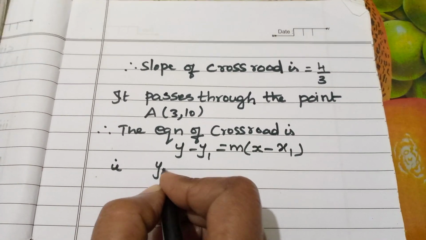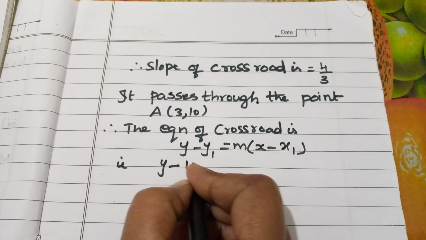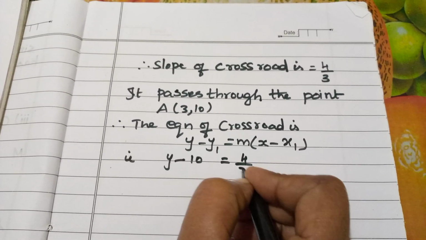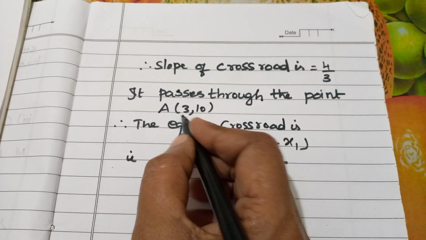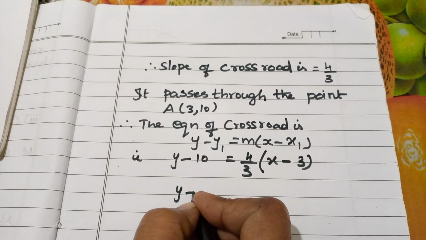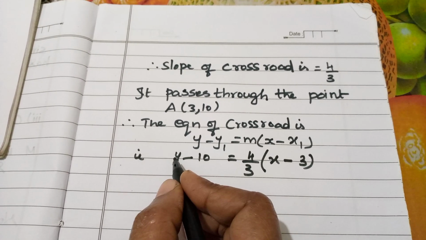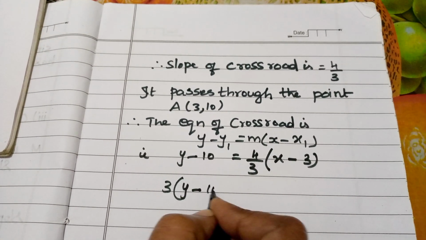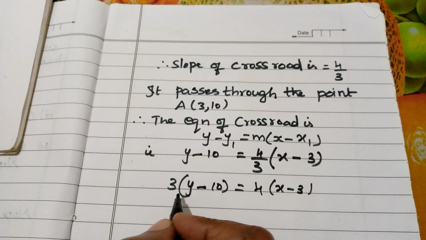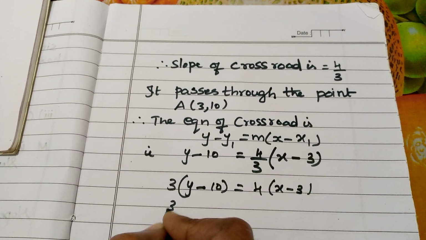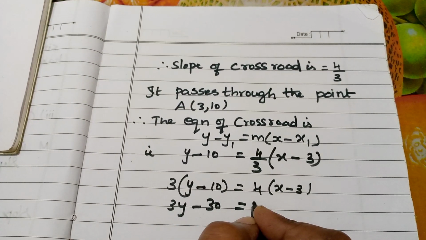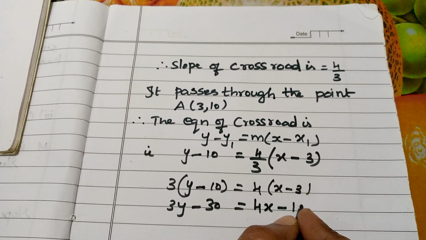y minus 10 is equal to, what is m now? 4 by 3, into (x minus 3). From here, let us cross multiply: 3 into (y minus 10) equal to 4 into (x minus 3). Multiplying, 3y minus 3 into 10 is 30, equal to 4x minus 12.